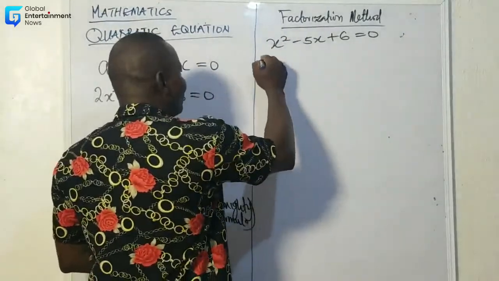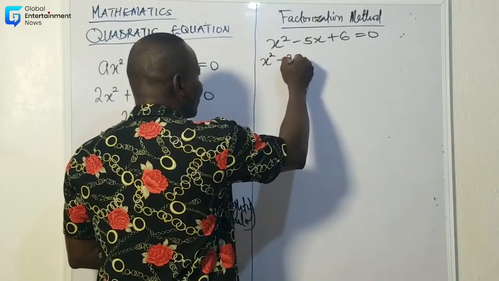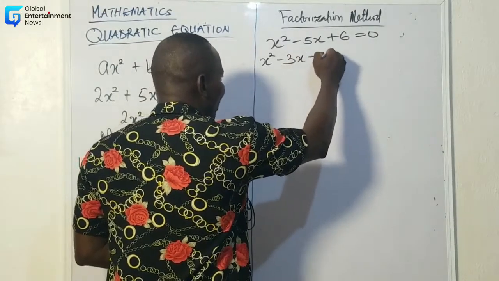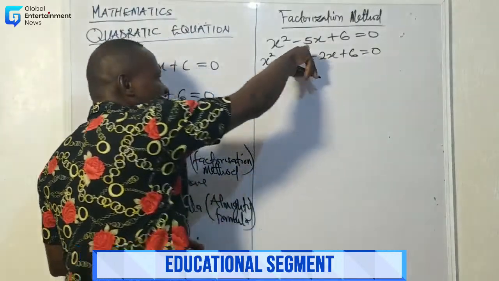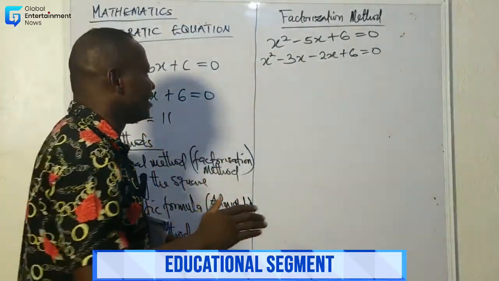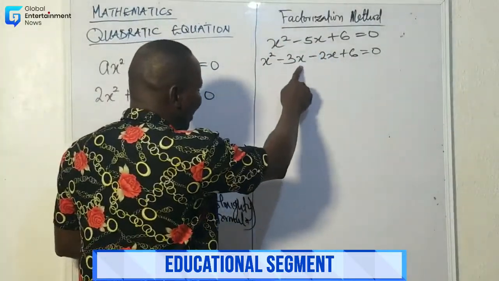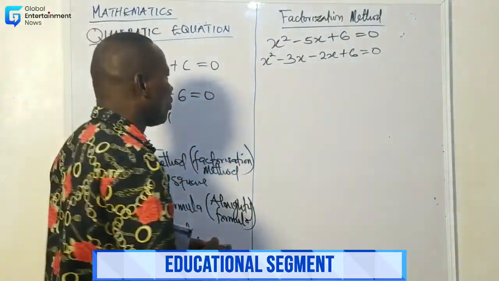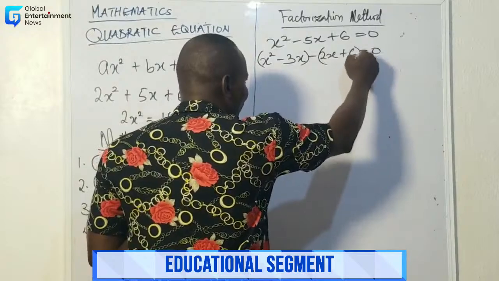So we now have x squared minus 3x minus 2x, then plus 6. Don't forget the variables we have here. If you look at it, this is the only thing we change. Minus 5 is the only coefficient that is changed here. And do you know I can turn this back to this one? Minus 3x minus 2x will give me minus 5x. So what do I do now? I have to factorize. So let me factorize.